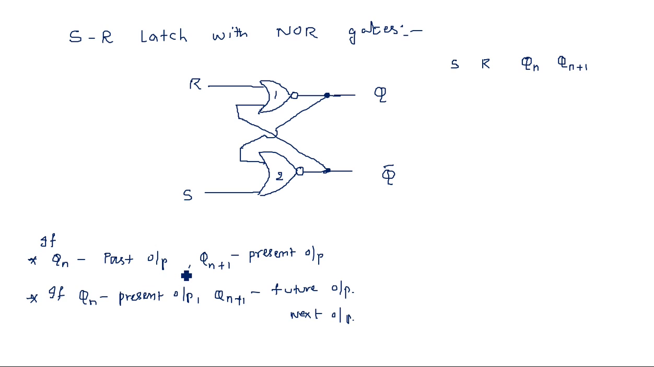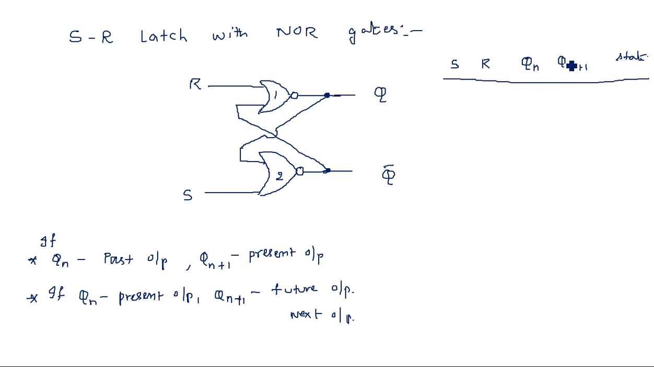Hope you understand. If Qn is presently working, then Qn plus 1 is the future, the next state. Present state, next state. And if it is the past state, Qn plus 1 will be the present state. You can understand based on your requirement.